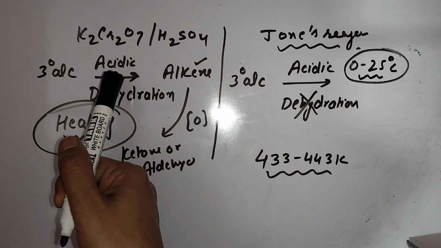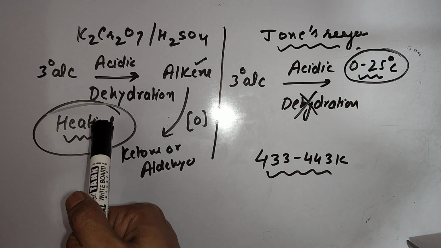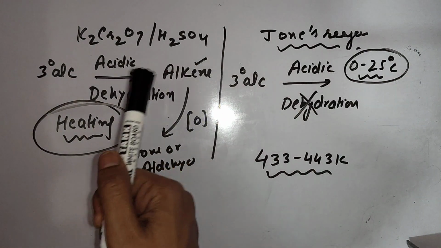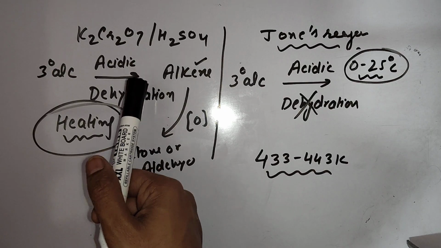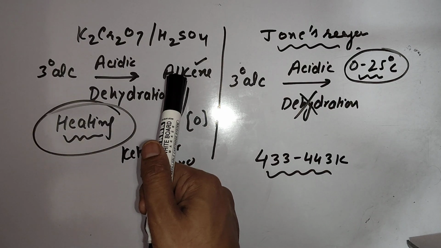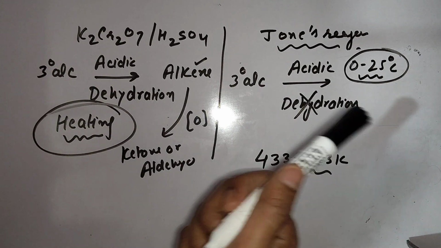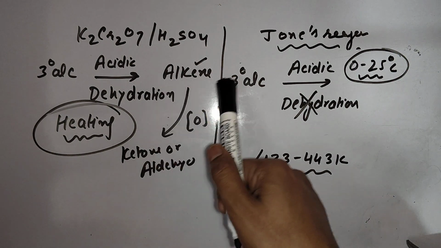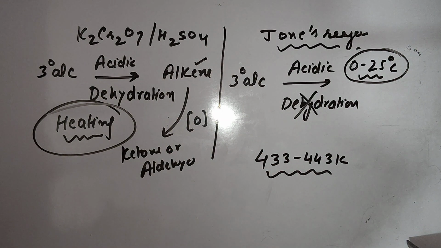But whereas in K2Cr2O7, we are heating it, that will provide sufficient heat for the dehydration, which will turn 3-degree alcohol to alkene, and alkenes will be further oxidized to ketone or aldehyde depending on the nature of alkene. That's it. This is the end of the video. These were the important points. Rest mechanism is same.